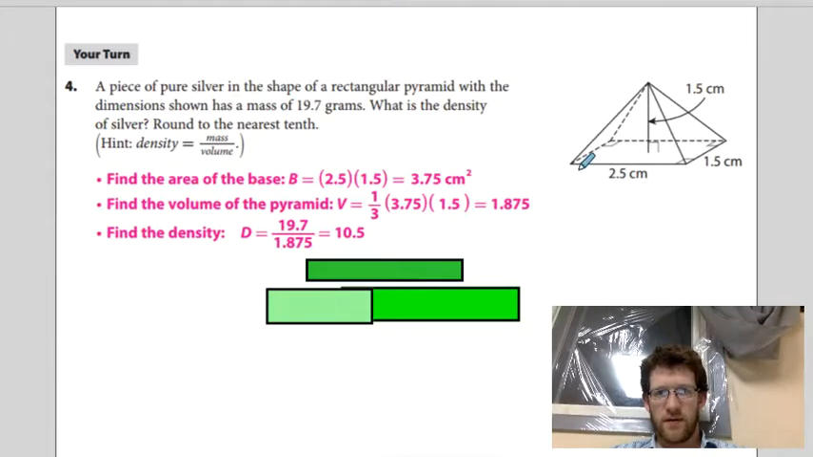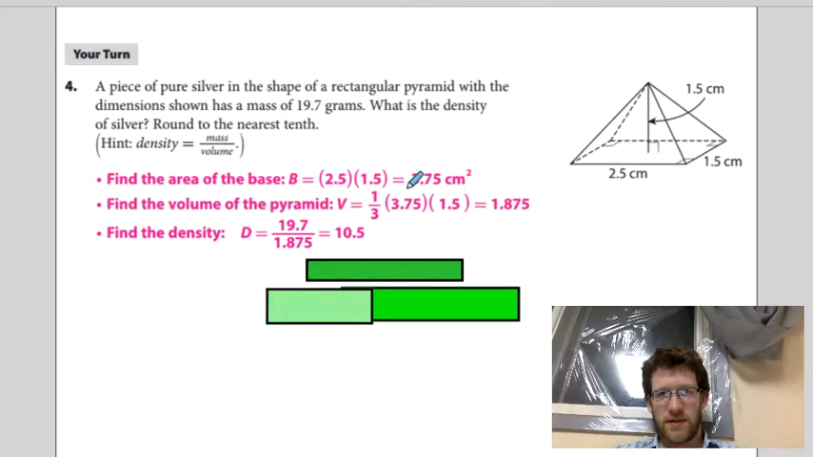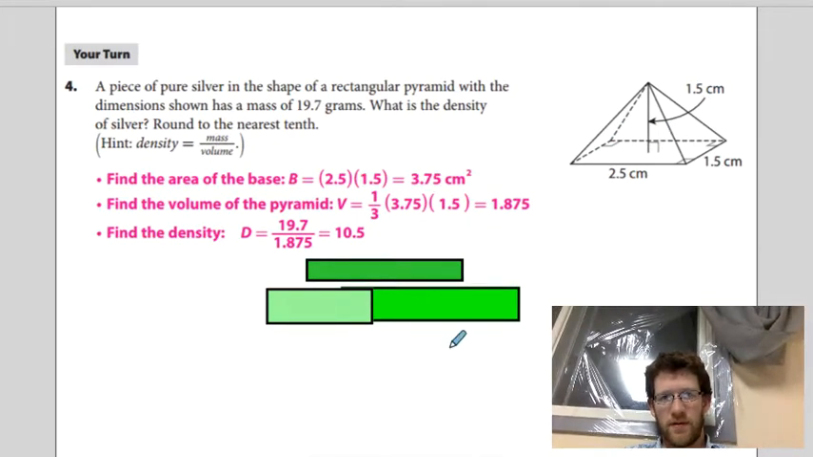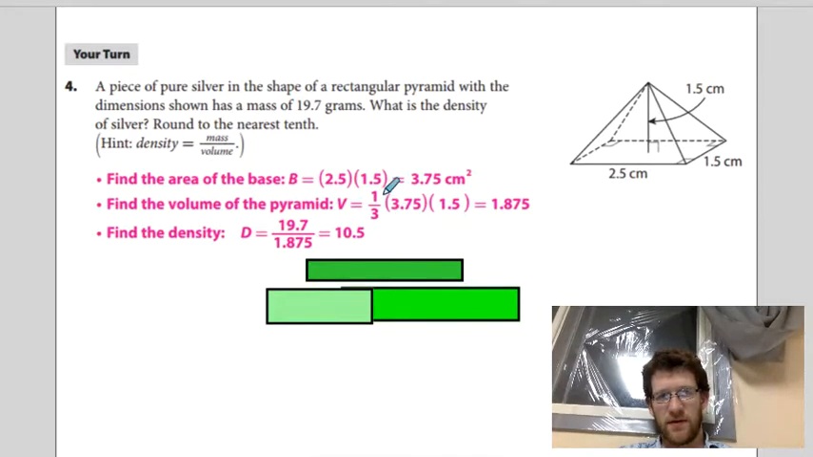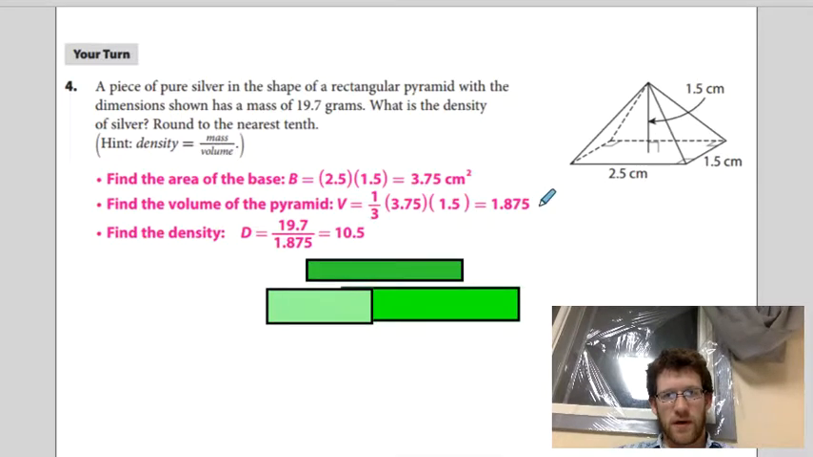Okay, this guy here, 2.5 times 1.5 is the area of our base, which is 3.75 square centimeters. And then to find the volume, we multiply that whole thing by 1.5 and 1/3. So essentially we're halving it, right? That gives us 1.875.